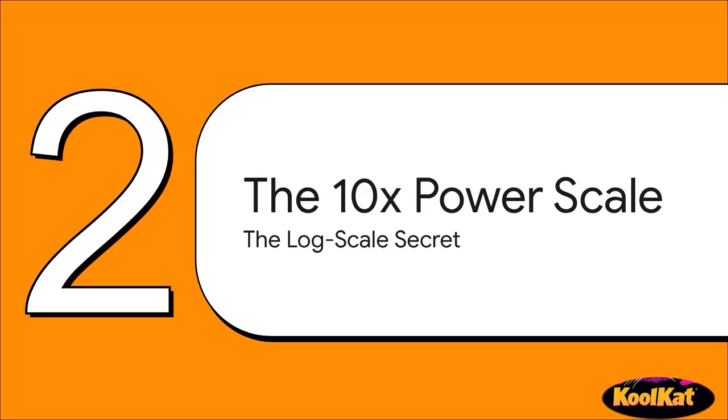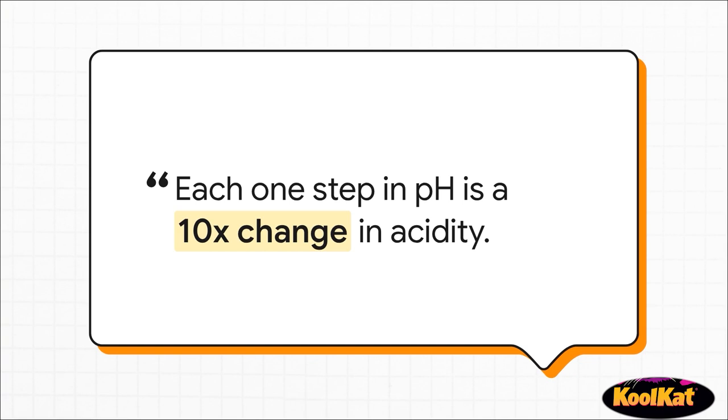Simple. All right, lean in close for this next part, because this is the secret key. This is the one thing the GED loves to test, and it's where pretty much everyone gets tripped up. We're talking about the 10 by 10 power scale. This right here, this is the golden rule. I want you to tattoo this on your brain. A single step on that pH ruler isn't a small, tiny change. It is a massive 10 times jump in power.